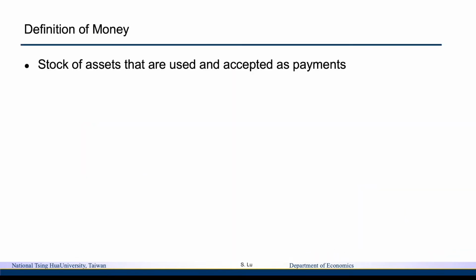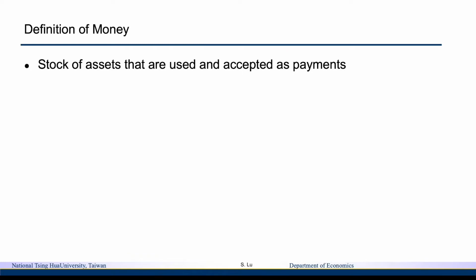So what is the definition of money? Money is the stock of assets that are used and accepted as payments. And as long as it is accepted as payment, it doesn't matter whether it is printed money, cowrie shells, silver, gold, or copper. As long as people accept it, it is money.